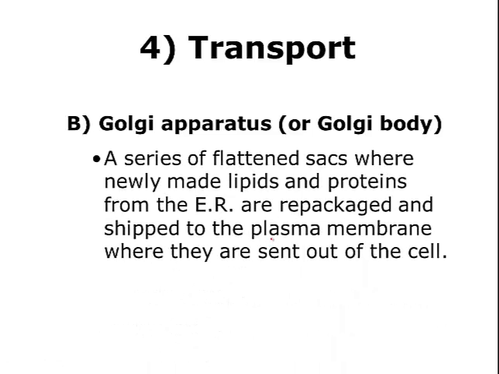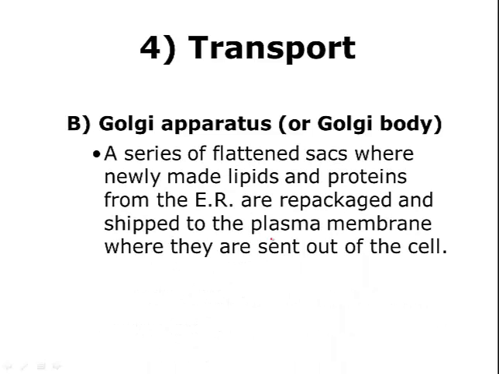Also used for transport is the Golgi apparatus, which is sometimes called the Golgi body. Okay, this is a series of flattened stacks where the new lipids and proteins that just got made in the endoplasmic reticulum are going to get packaged up and shipped. And they're going to get shipped out to the plasma membrane, and then they can get sent out of the cell. So they're kind of putting the finishing touches on the proteins and lipids that get made before they go off to their final destination so they can do their jobs correctly.